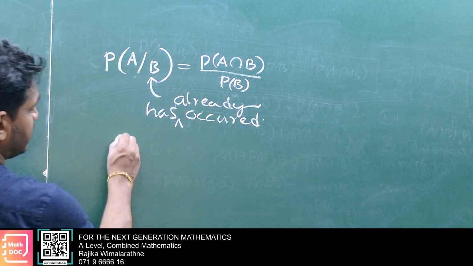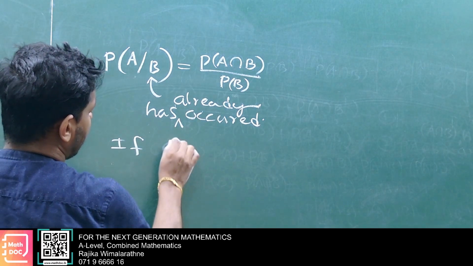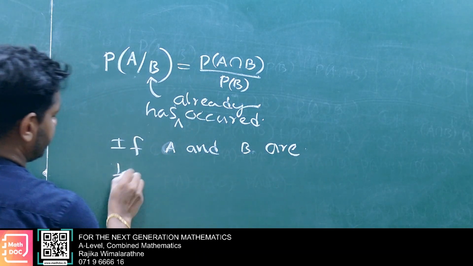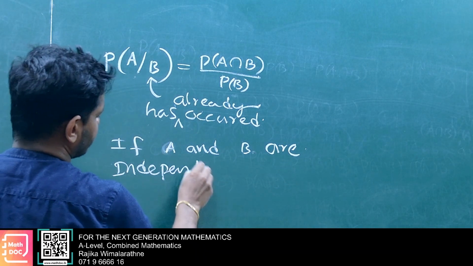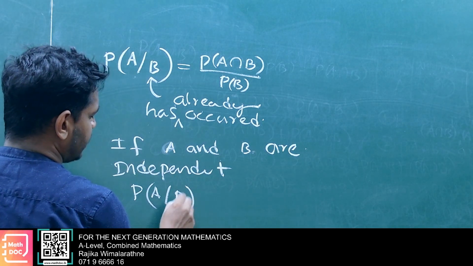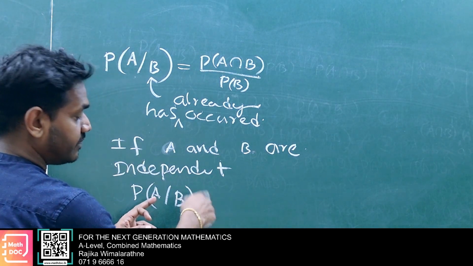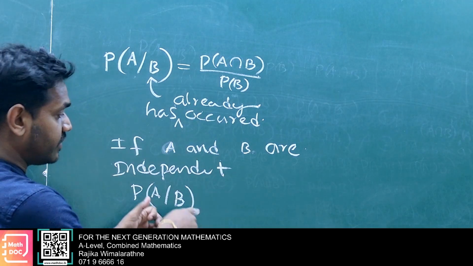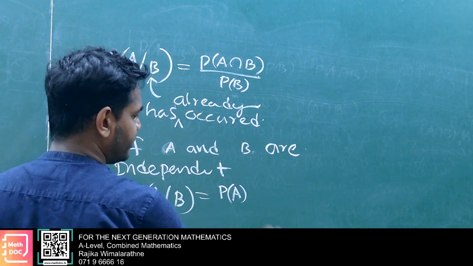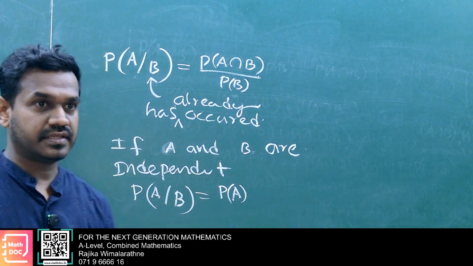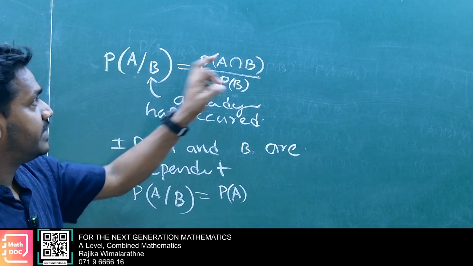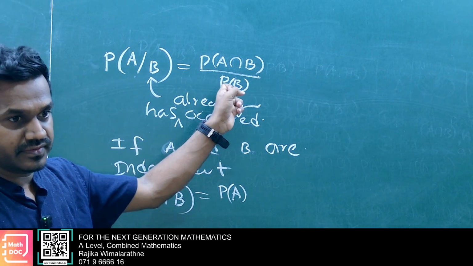So consider if A and B are independent, then P(A given B), when they are independent, no worries. B already happened, but we can just forget B. Then this is just A, no?